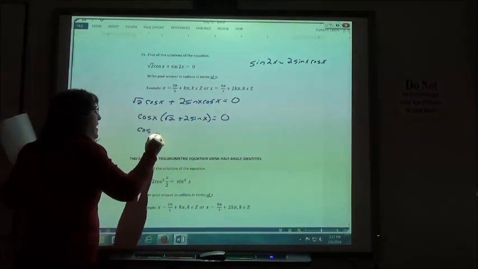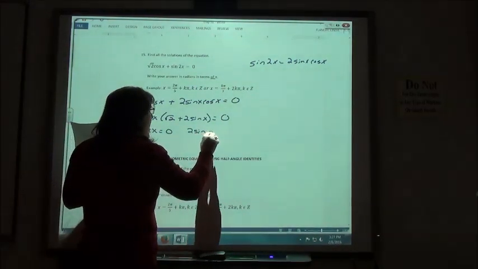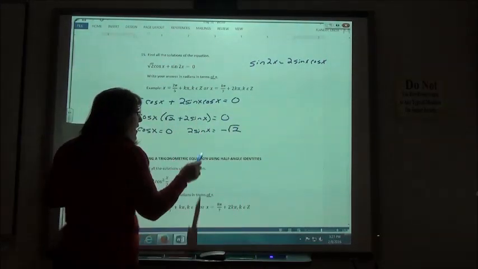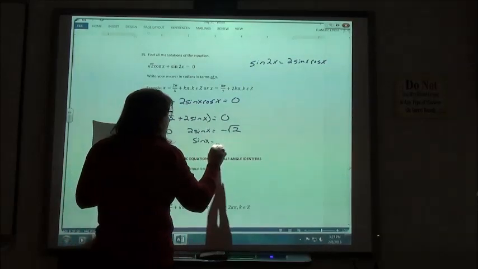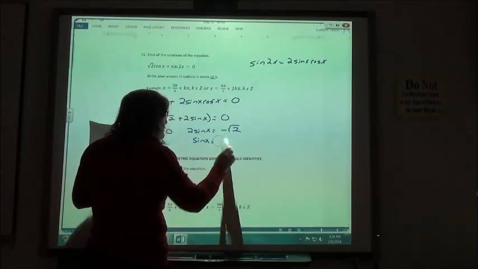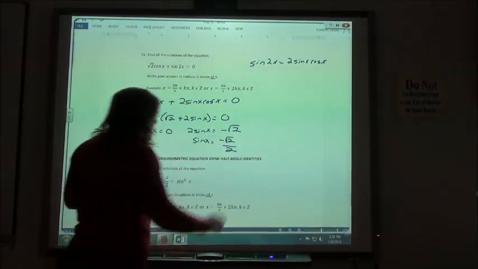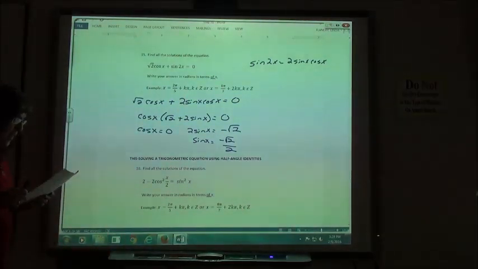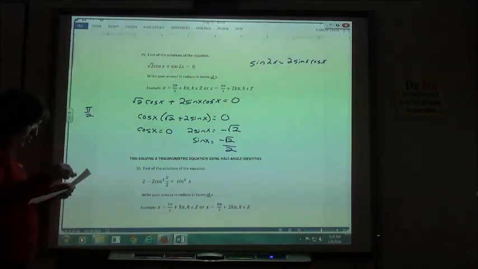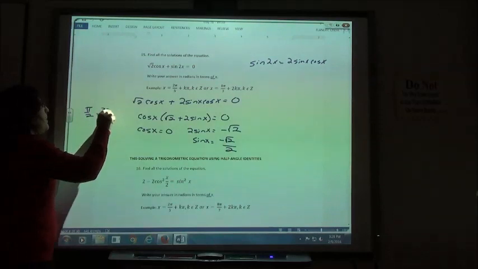So either the cosine of x equals 0, or 2 sine of x would equal negative square root of 2, moving that over, divide by 2. So sine of x equals negative square root of 2 over 2. So where does my cosine equal 0? Cosine equals 0 at pi over 2 and at 3 pi over 2.